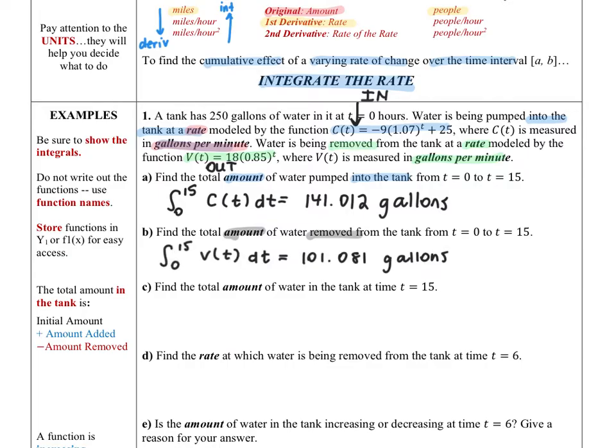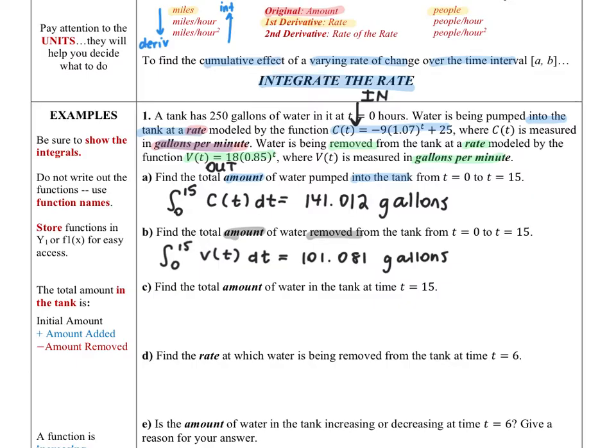And again, if I integrate this rate that is in gallons per minute, that integration process is going to put me back at gallons, which is an amount. Notice when I'm figuring out how much water is pumped into the tank and how much is removed from the tank, it's irrelevant how much is in the tank at the moment. The question isn't asking me how much water is in the tank. It wants to know how much is being pumped in and being removed.